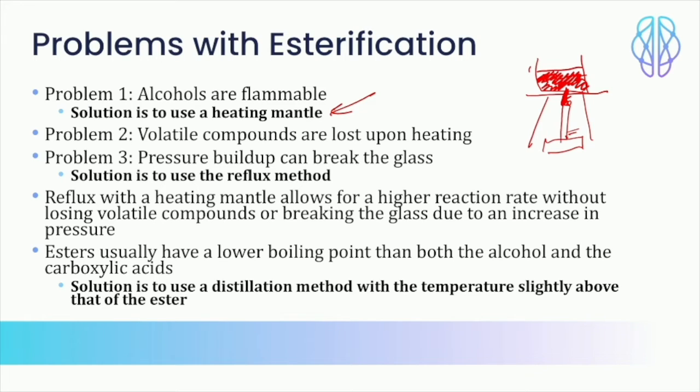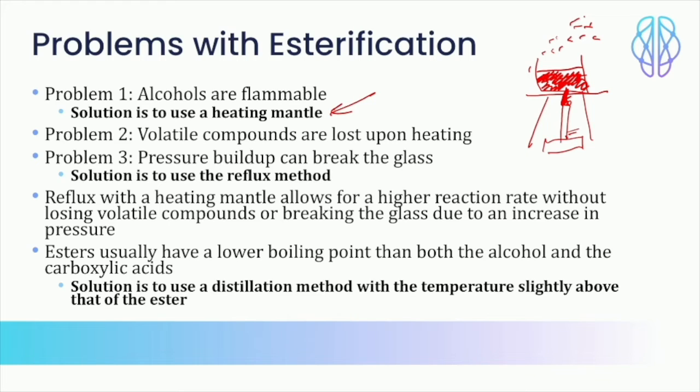Number two, the components of our reaction are volatile. So when you heat up an alcohol and a carboxylic acid, look, they might not flame up. They might not create a massive flame. But what they will certainly do is create a vapor. So we'll lose a lot of our alcohol and carboxylic acid as vapor. And that's not very good for our yield.